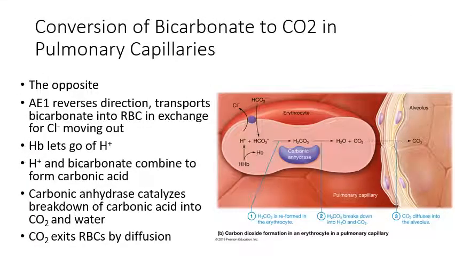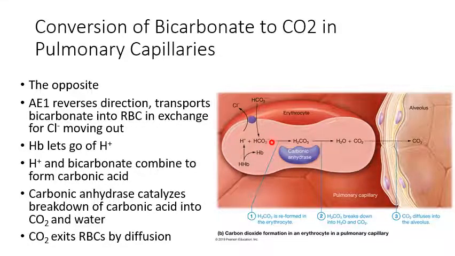When that red blood cell makes its way to the pulmonary capillaries, the opposite process is going to occur. Your AE1 protein is going to reverse its direction, so now chloride is leaving the cell and bicarbonate is being brought into the cell. The proton is going to leave the hemoglobin, so then you have protons and bicarbonate inside the red blood cell.